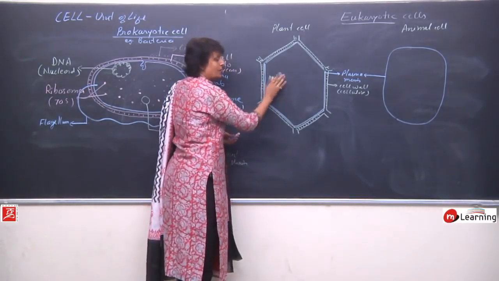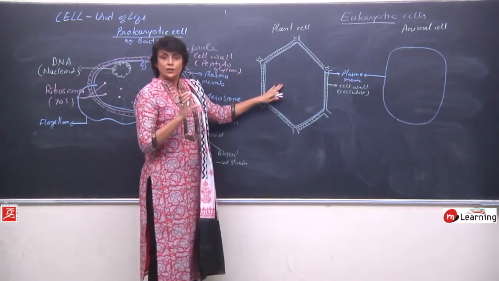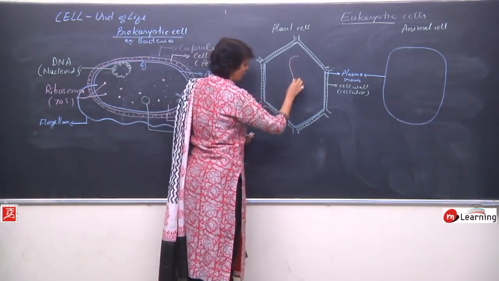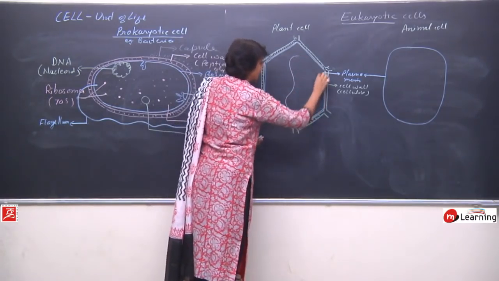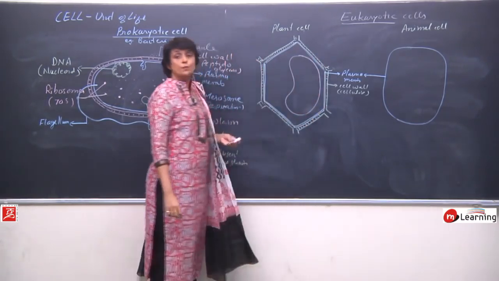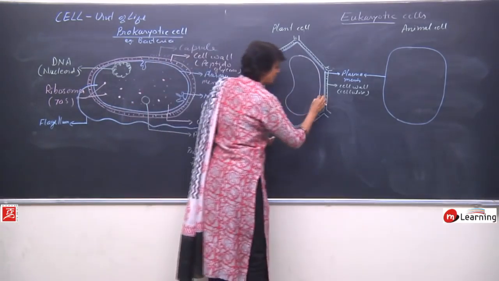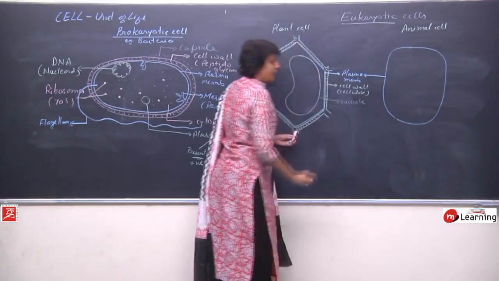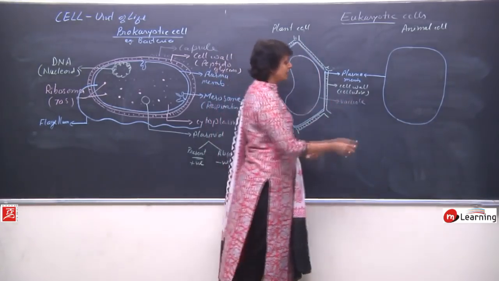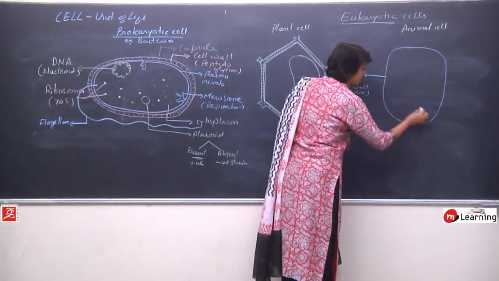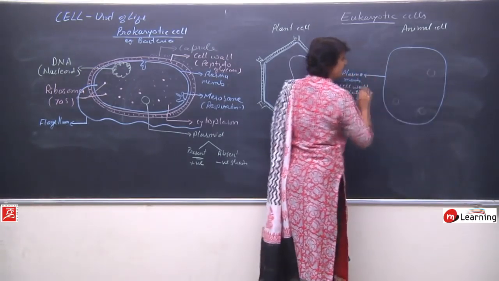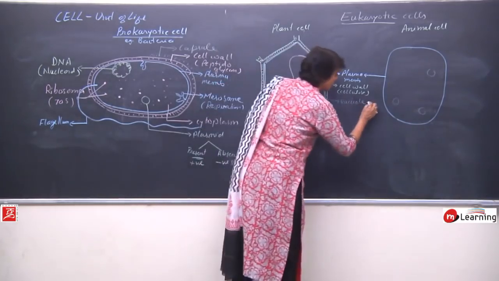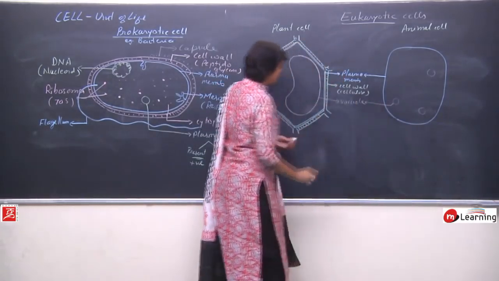In case of plant cell, the largest structure that we see inside is a big vacuole. This is the biggest structure which is visible in a plant cell. So, this large structure is vacuole. In case of animal cells, there are vacuoles, but they are smaller in size. There are many more in number, but smaller in size. So, this structure is vacuole here.